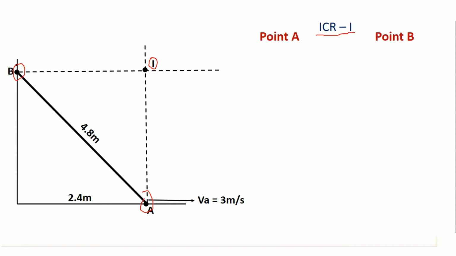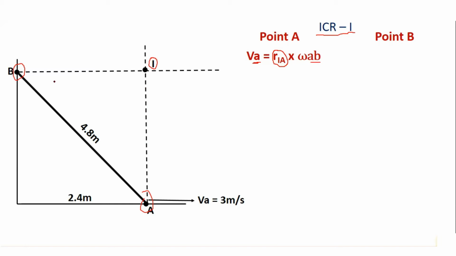What is next? Next we have to write the formula V is equal to R omega. That's it. So I will write V is equal to, or VA, because I am writing it for point A, VA is equal to R_IA. This is the important part. Why R_IA? Because we have seen in our previous lectures this R is the distance from the ICR to that particular point. So my ICR is I and this is my point which is under consideration. So the distance from this point to this point is IA. Hence I have written R_IA here, multiplied by omega AB.